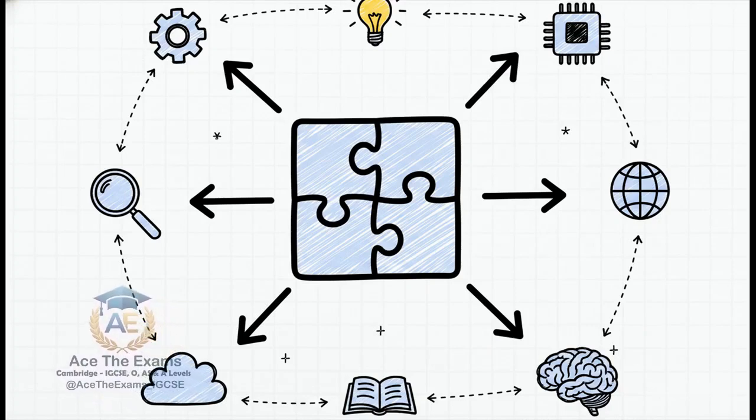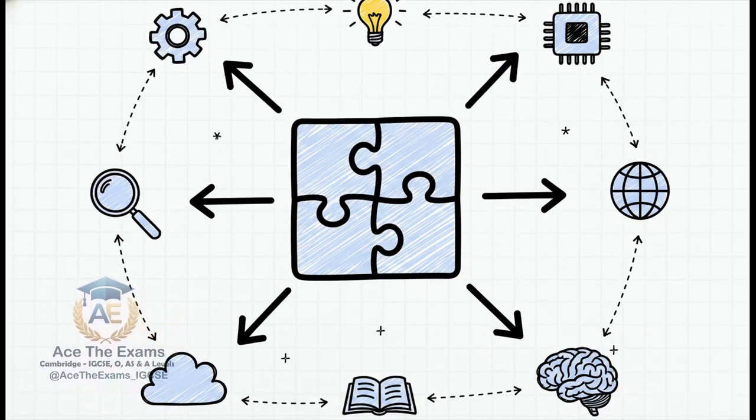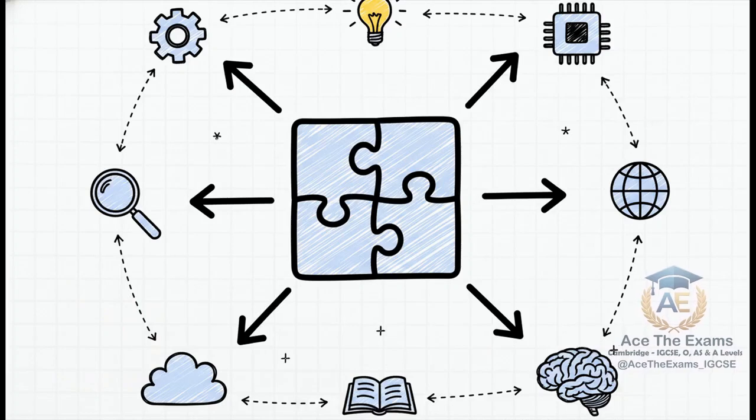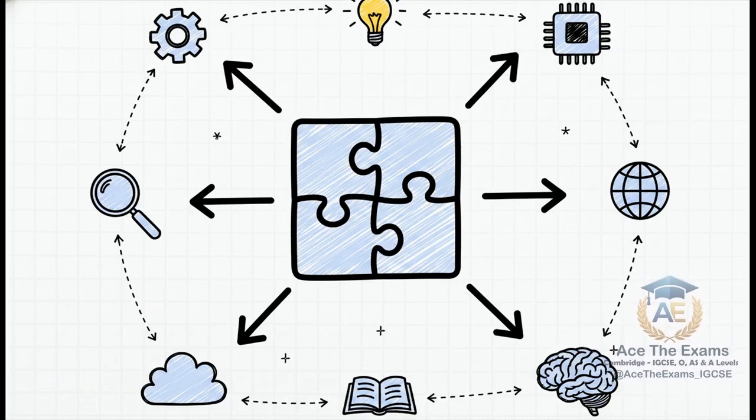And this is exactly where we introduce our ultimate weapon, the PEAL framework. That stands for point, evidence, explanation, link. Top students don't just write sentences. They structure their computer science answers with military precision.